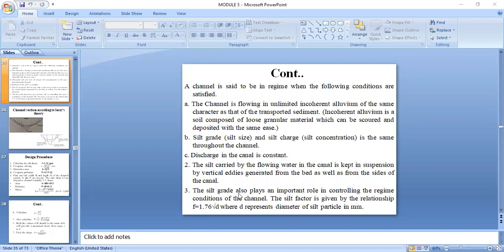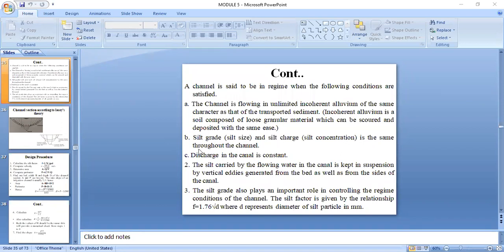Next, the silt grade also plays an important role in controlling the regime condition of the channel. The silt factor is given by the equation F is equal to 1.76 times root D, where D is the diameter of the silt particle. So the grade of the silt that has been carried in the channel can be calculated by knowing the diameter of the silt particle. You can calculate the silt grade by using this equation, F is equal to 1.76 times root D.